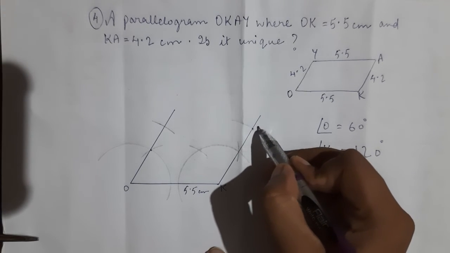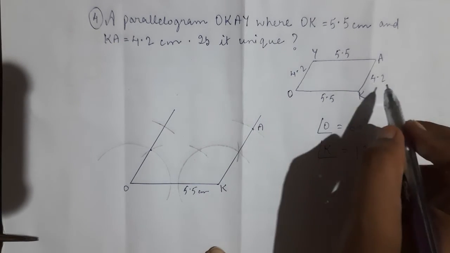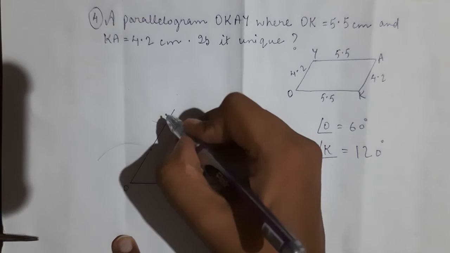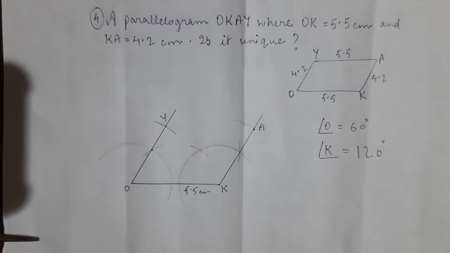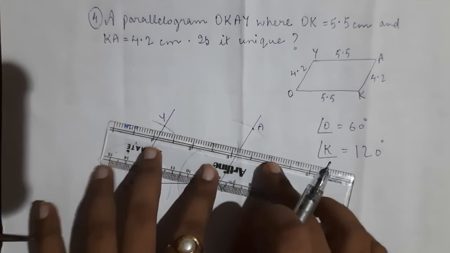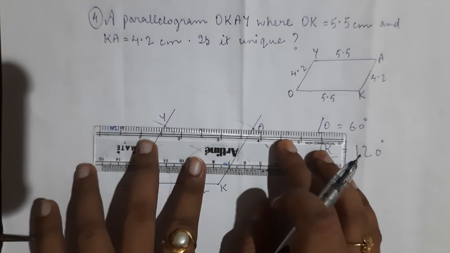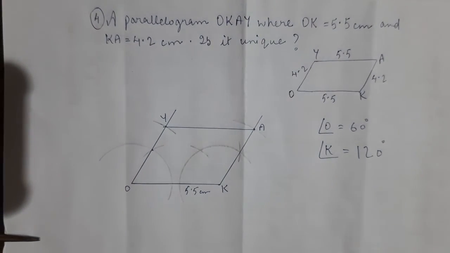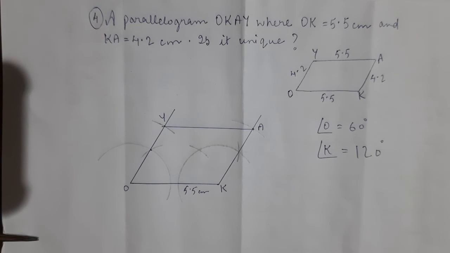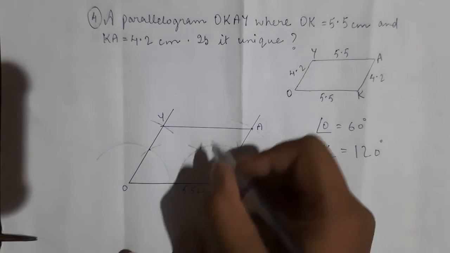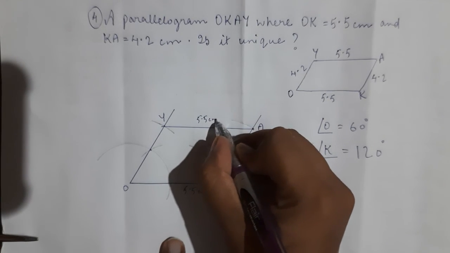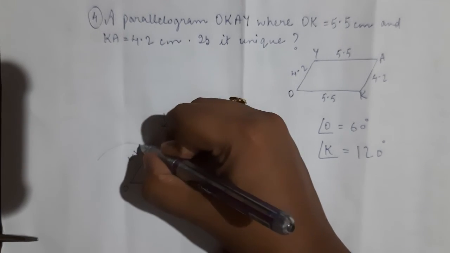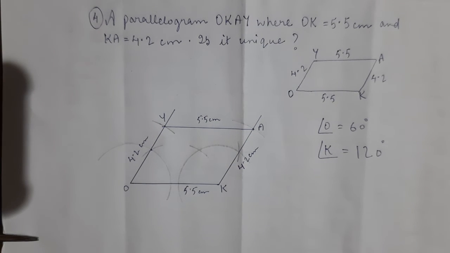This point will be A. We will refer to the rough diagram. This will be A, KA, OY. Now join these two points. I've joined. Now this is our required parallelogram. This side also will be 5.5 centimeter. This side will be 4.2 centimeter. So this is our required parallelogram.